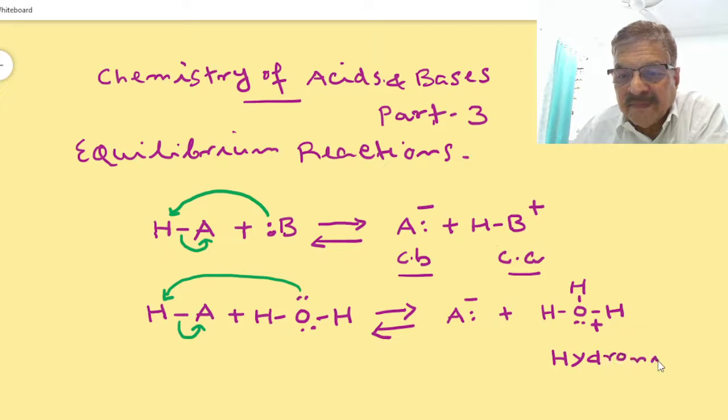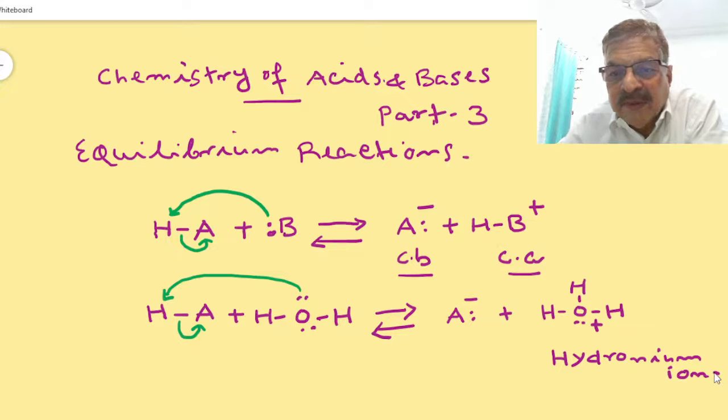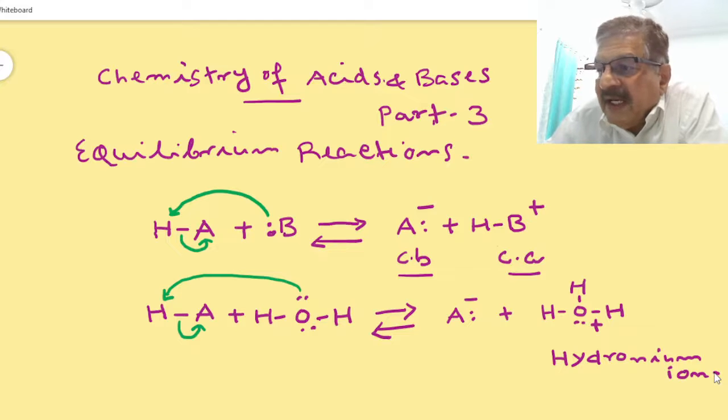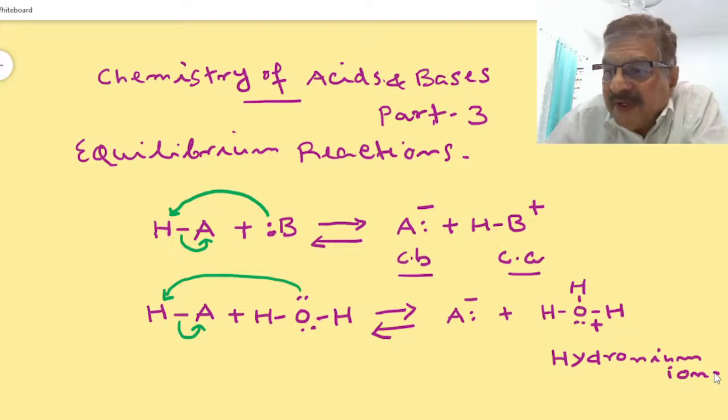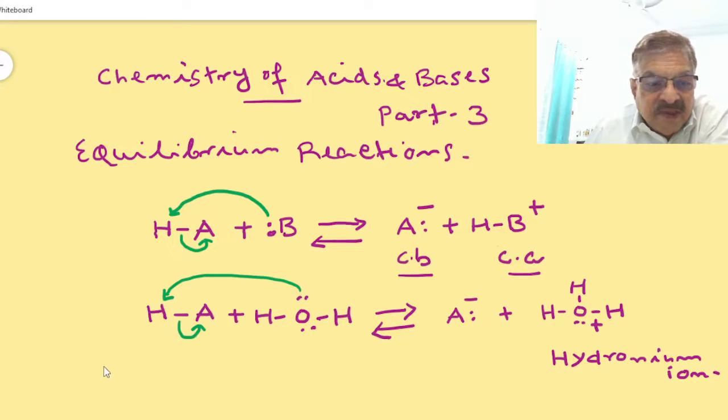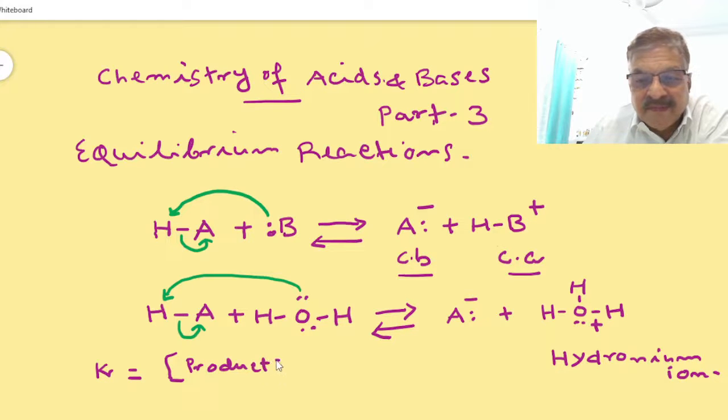So this is the equilibrium reaction taking place. The acidity is measured by the equilibrium constant. When acid HA is dissolved in water, an acid-base reaction takes place, and an equilibrium constant K can be defined for it. The equilibrium constant K is the concentration of the products divided by the concentration of the starting materials.